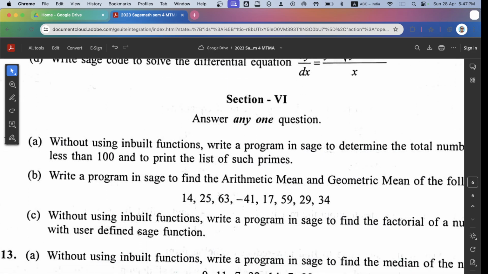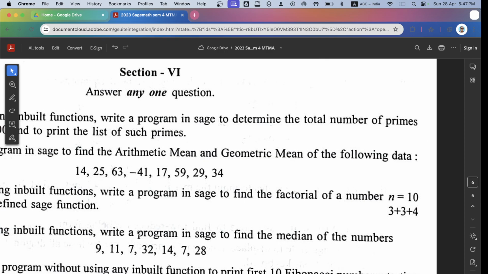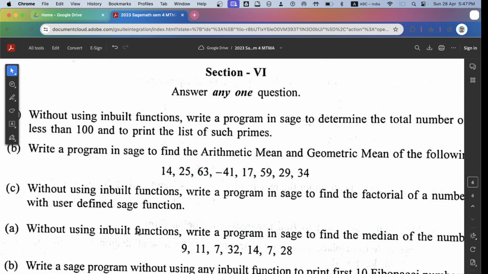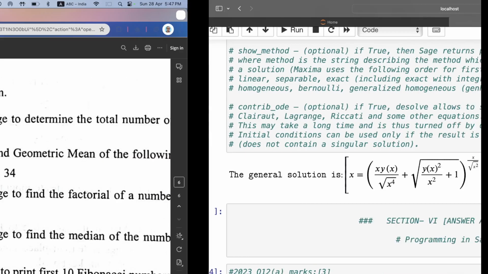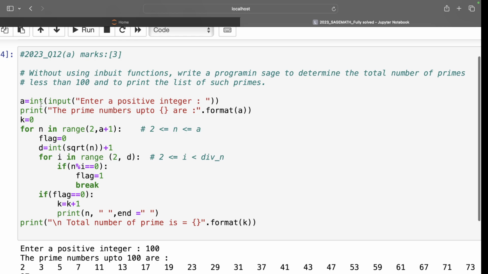Question 12a. Without using inbuilt function, write a program in Sage to determine the total number of primes less than 100 and to print the list of such primes. A is the integer variable. Input: enter a positive integer. Print the prime numbers up to A, in this format, the value of A.